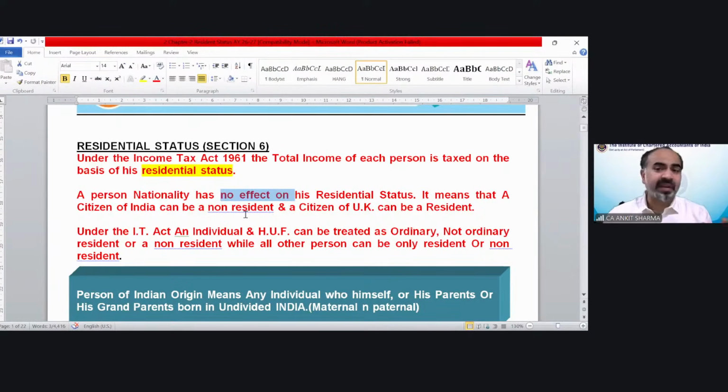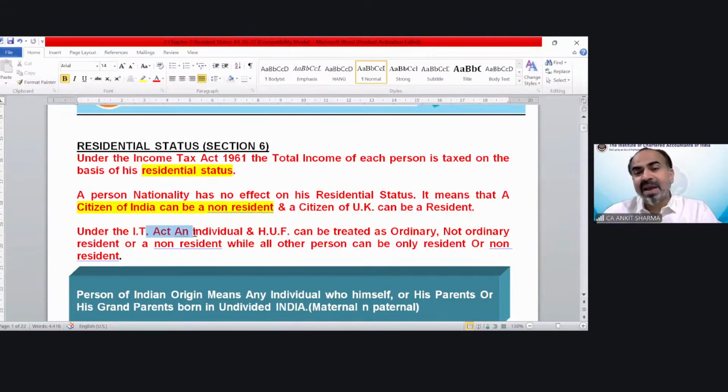These are different things. It means a citizen of India can be a non-resident and a citizen of UK can be a resident. So technically, citizenship and residential status are different. If certain conditions of becoming a resident are satisfied, then you will be treated as a resident, otherwise non-resident.